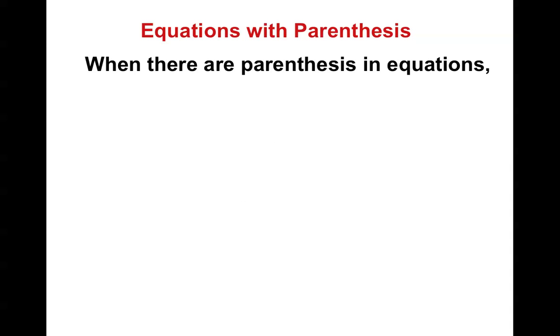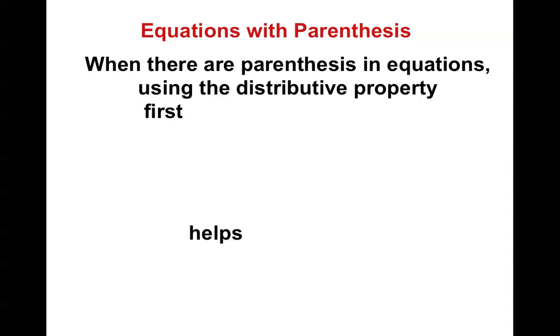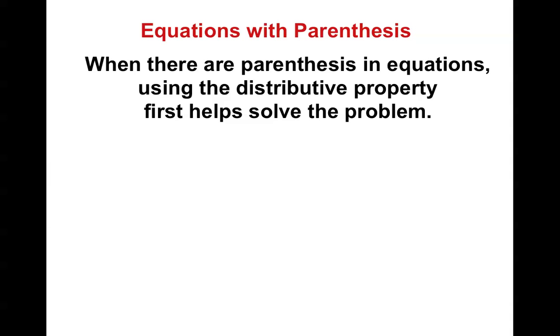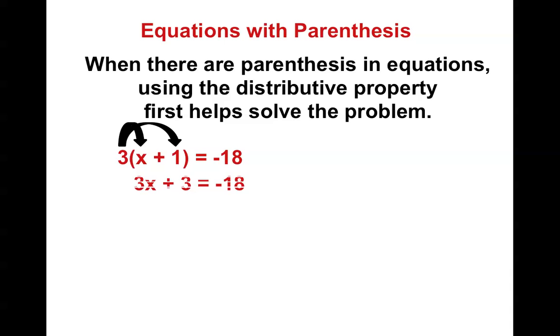So the rule is when there are parentheses in equations, using the distributive property first does help solve the problem. So here's what I would do. I have 3 times x plus 1, and I hope what you realized was when I said that I had 3 times x, that was 3 groups of x. And 3 times 1, well, that's 3 groups of 1. So hopefully you noticed that we had 3 x's and 3 1's, which equaled 3.